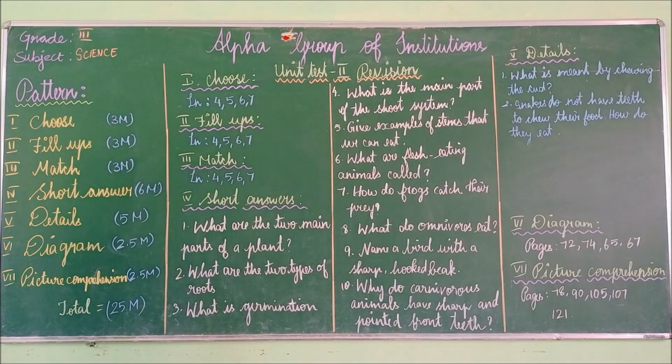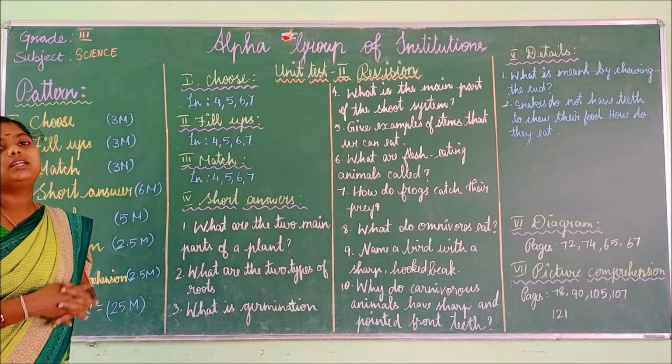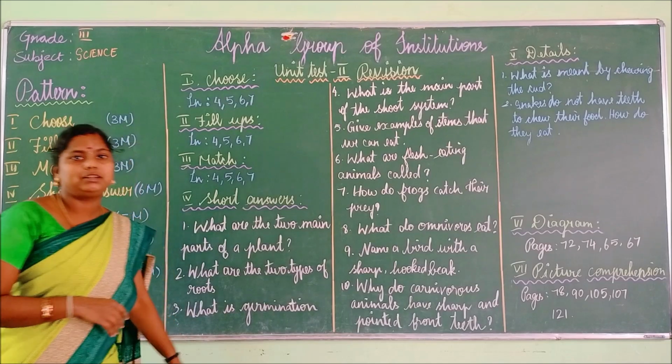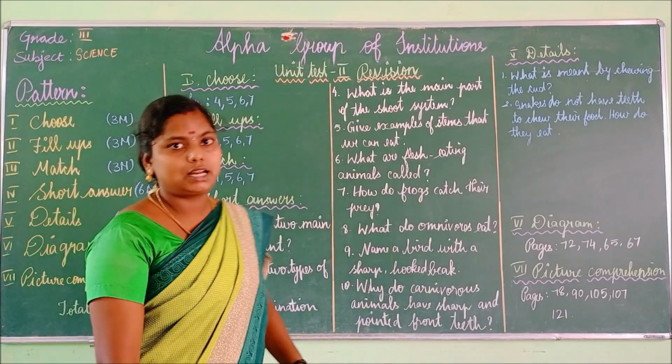Shall we start it now? Shall we recap once again the pattern? Choose, fill up, match, short answer, detail, diagram and picture comprehension. So there are totally 7 parts for you. So in the exam there will be 7 parts for you. Your total mark is 25. So your lessons are lesson number 4, 5, 6 and 7. Shall we start? Shall we start, children?